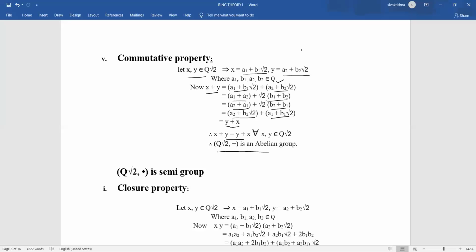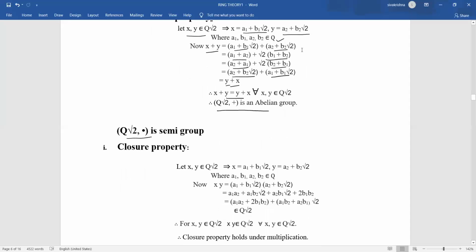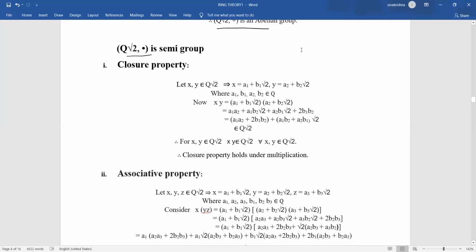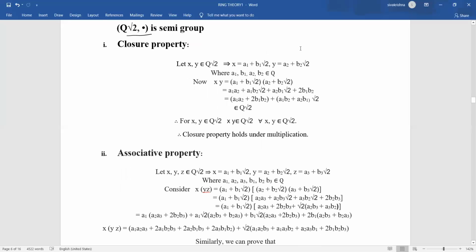So in the ring definition, next we have to prove that (Q root 2, dot) is a semigroup. In a semigroup, we have two conditions: one is the closure property and the second is the associative property. Coming to the closure property, we have to consider two elements in Q root 2. I am considering x comma y, where x is a1 plus b1 root 2 and y is a2 plus b2 root 2, by definition, and a1, a2, b1, b2 belong to Q. In the closure property, we have to prove that the product of those two elements should also belong to Q root 2.